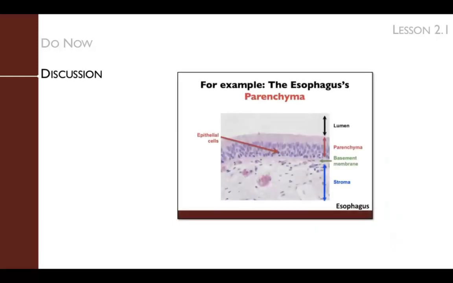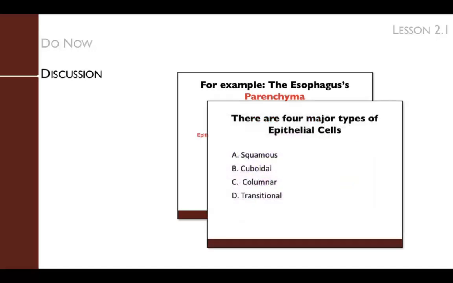The parenchyma of the esophagus is made of epithelial cells that sit below the lumen of the GI tract and above the stroma. They are separated from the stroma by the basement membrane. The basement membrane stops the epithelial cells from moving into the stroma. The distinct functions of the four major types of epithelial cells are now discussed.